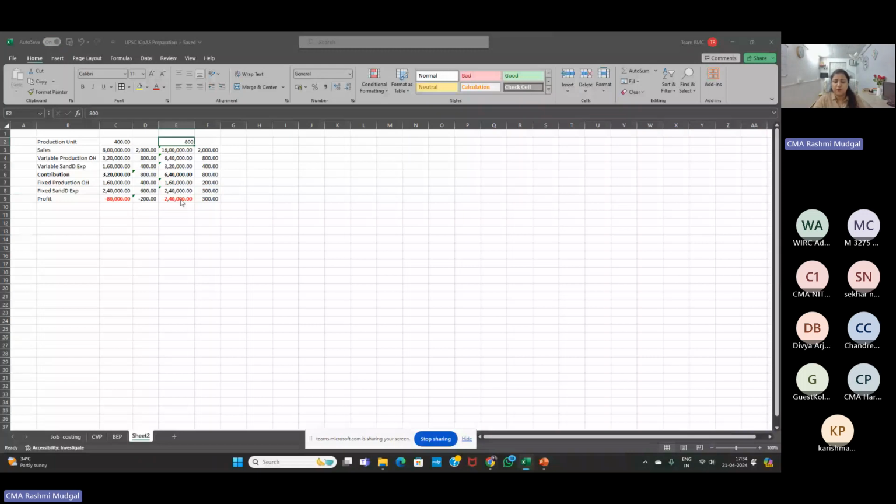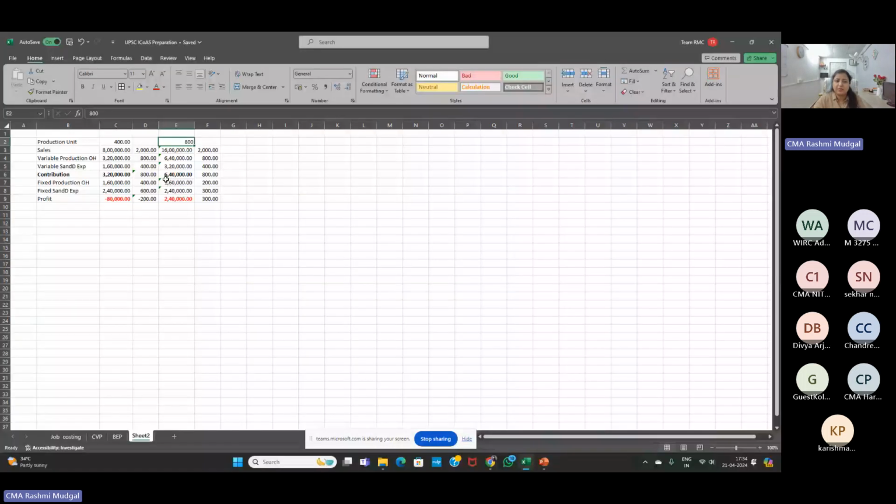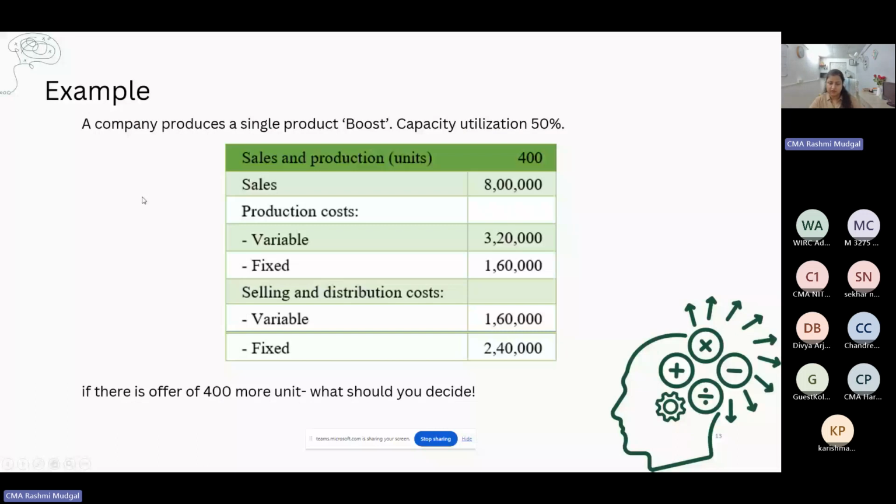If there is an offer of 400 more units, what should you decide? I should decide yes, because there could be a possibility that I am able to reduce my loss and make profit as well. In this scenario, I can see that at the time of 800, I'm able to recover my variable cost as well as my fixed cost. But in the scenario where I'm making only 400 products, I'm not able to make profit. Either I'm going into the loss.